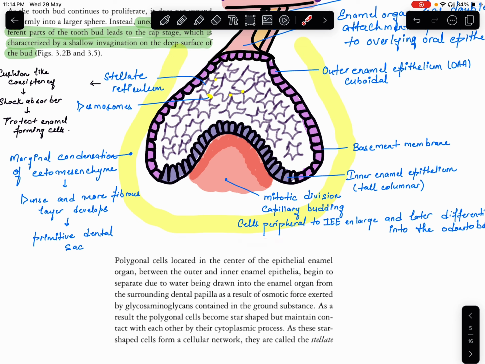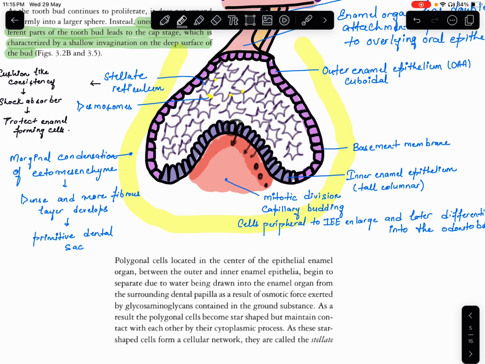What will happen is that you see this darkened area. The cells in here are going to be converted into odontoblasts. When the inner enamel epithelium is converted into ameloblasts, it will send signals into this area, and these cells will be converted into odontoblasts, the dentine forming cells.